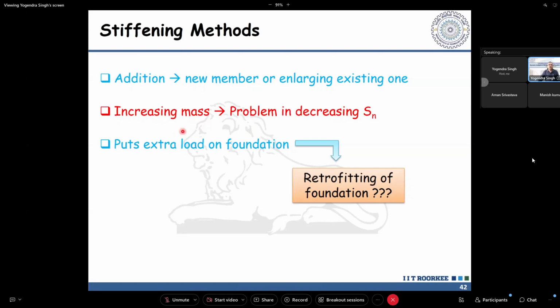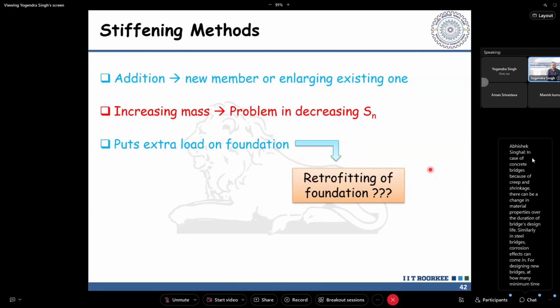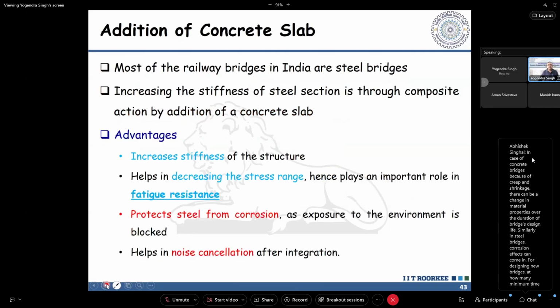And this stiffening method, whatever stiffening we are doing, will put extra mass over the foundation, because finally the weight of those additional members also has to be transferred to the ground through the foundation. So the foundations which were initially designed for some speed using CDA may not be adequate for this additional mass due to stiffening members.